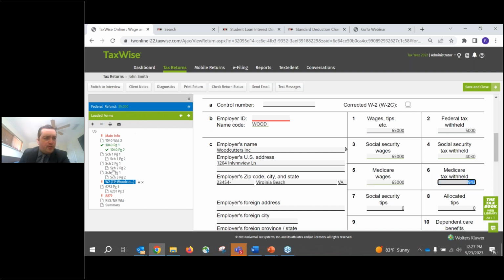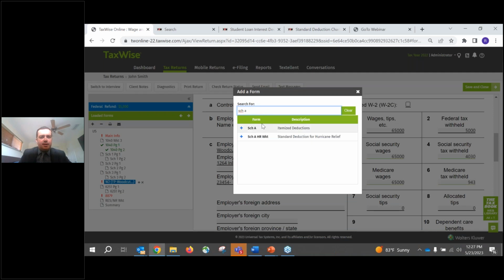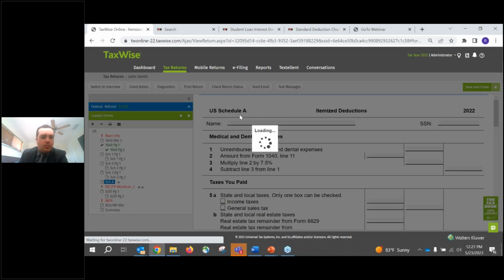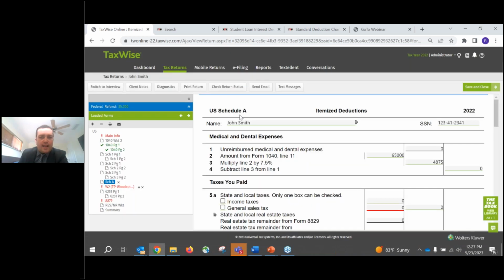But what we're going to do is, do we have a Schedule A? We do not. So I'm going to come to this Add a Form button. We're going to type in Schedule A. We're going to add this worksheet into our tax return. And you can see that the order that I went through some of these items while giving the broad concepts of what is deductible, I actually just went on the Schedule A and kept the order exactly the same.